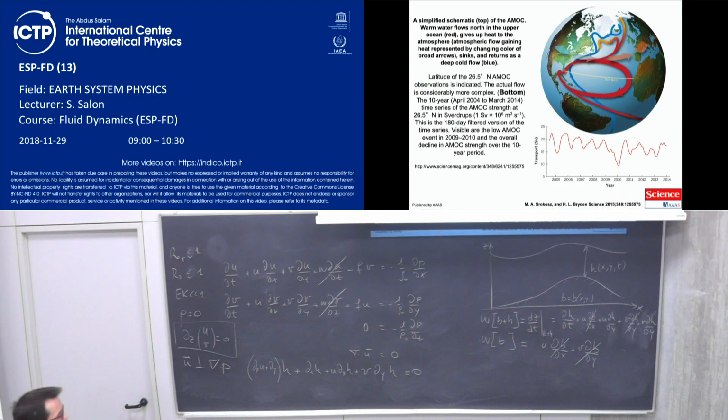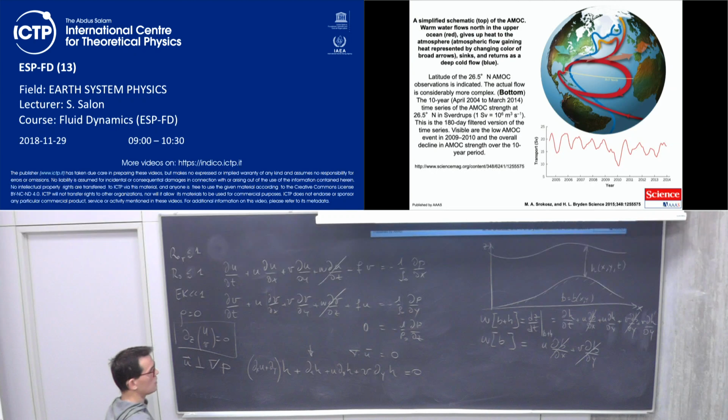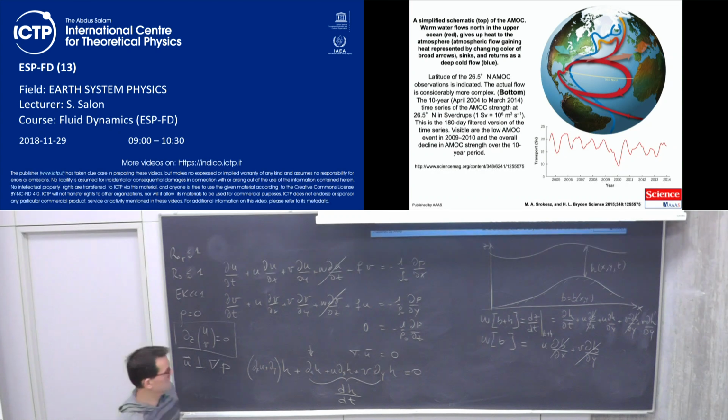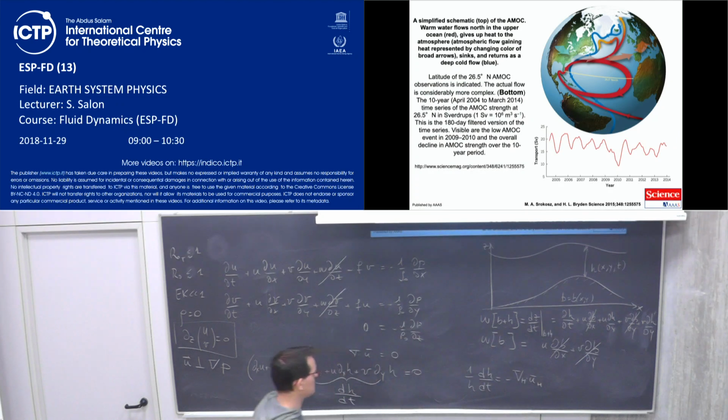Okay? So, if we look at this, we have a total local derivative, the advection, so all this becomes the total derivative of h, and we can express this like 1 over h dh/dt equal to minus the horizontal divergence of the horizontal flow velocity.